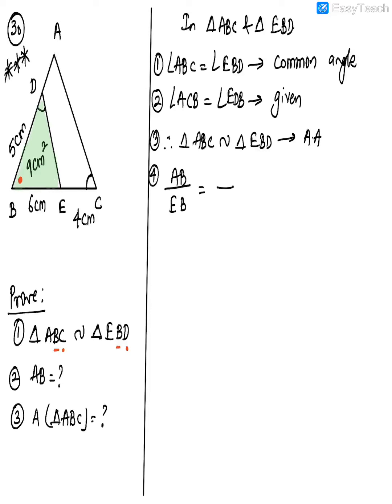Now let's substitute. What is AB equal to? I do not know AB. What is EB equal to? It's given as 6. What is BC equal to? 10. And what is BD equal to? 5. So cross multiply, you will get therefore AB is equal to 12 centimeter. Okay, so that's your second part. We are done with this.